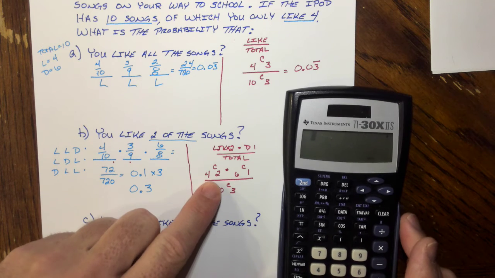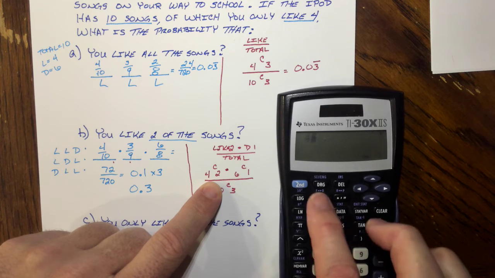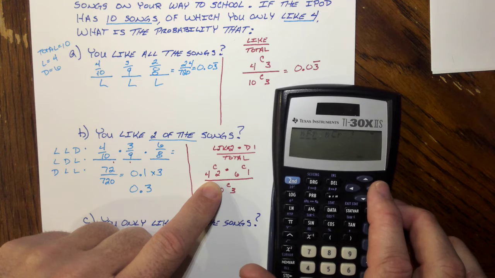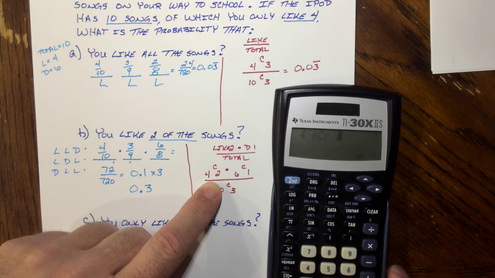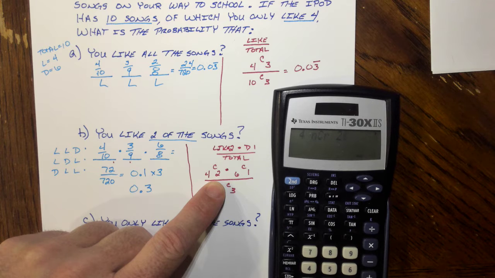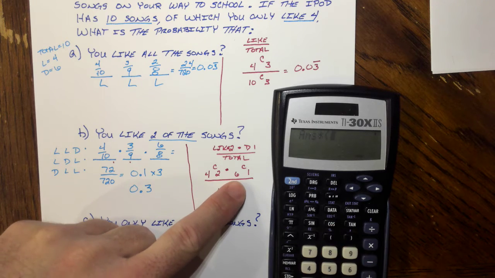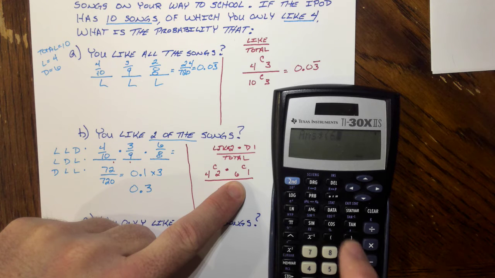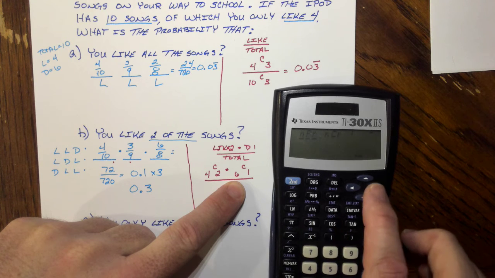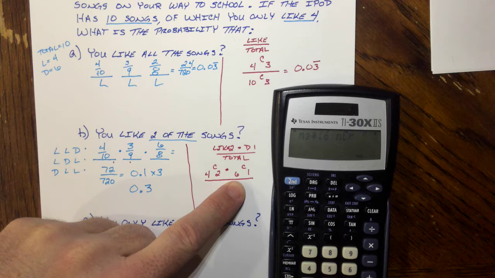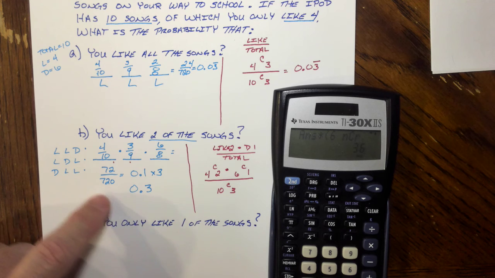Clear. All right, so we go 4, need a combination. And we want 2 out of that. So we hit enter. I'm going to multiply that by, and I'm going to hit parentheses because I want to keep my stuff together. And we only want 1 out of the 6 that we don't like, parentheses, enter. So that gives us a 36. Again, things reduced.